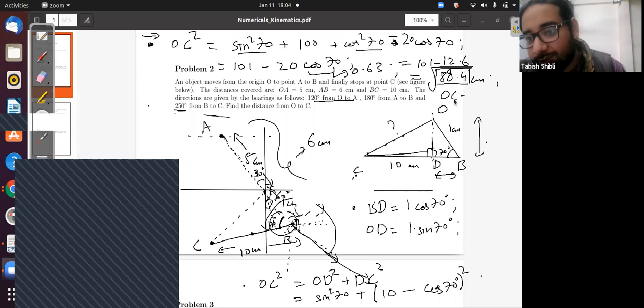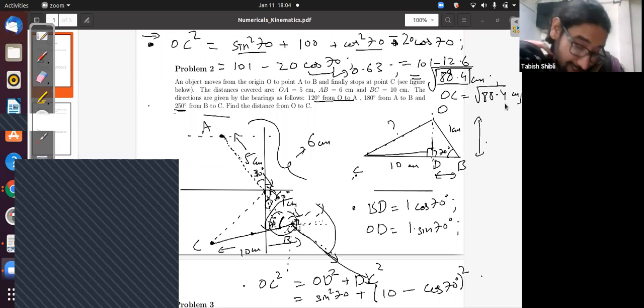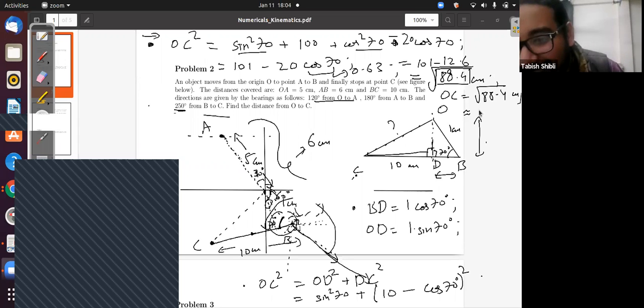So for OC, you need to calculate the square root of 88.4 centimeters. Calculator, please. Something near 9.2. It's close to 100, so it would be less than 10. It will be around 9 point something only, 9.2, let's say. So it's around 9.2 centimeters.